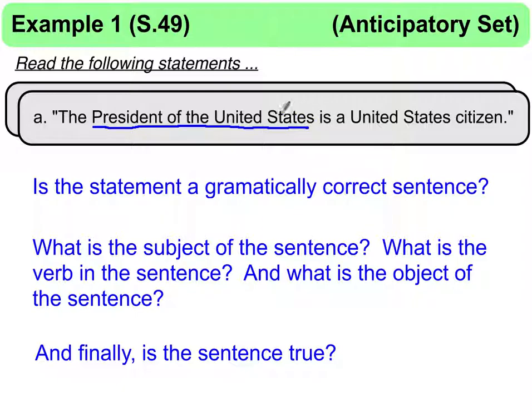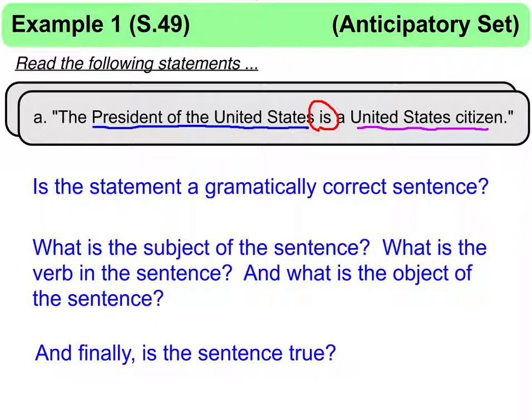This is our subject. What is the verb of the sentence? Most students will quickly point that out, that it's the word is. And then finally, what is the object of the sentence? And that's a United States citizen. And so then we finally ask, is the sentence true? And all the students say yes. You know, the President of the United States is a citizen of the United States.